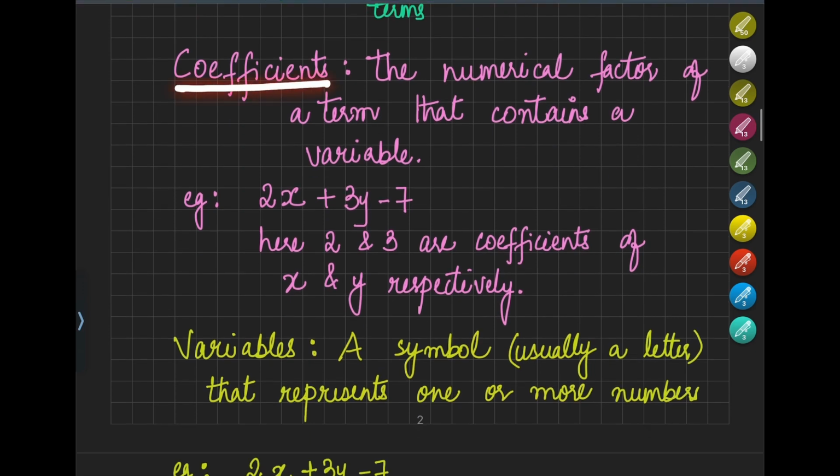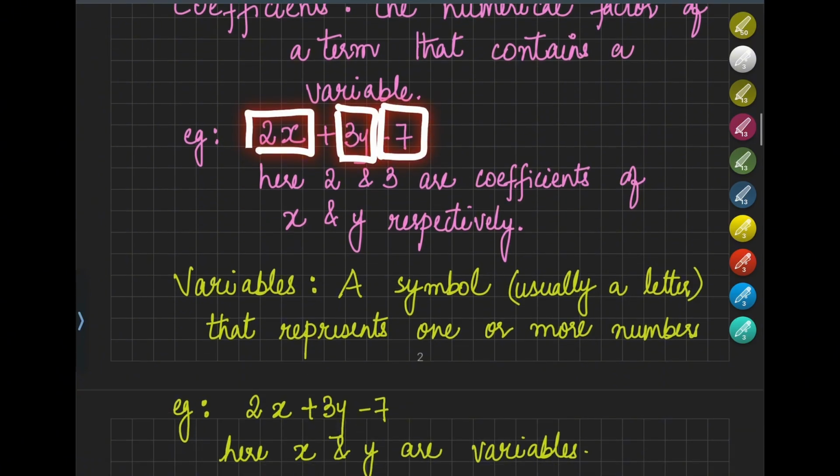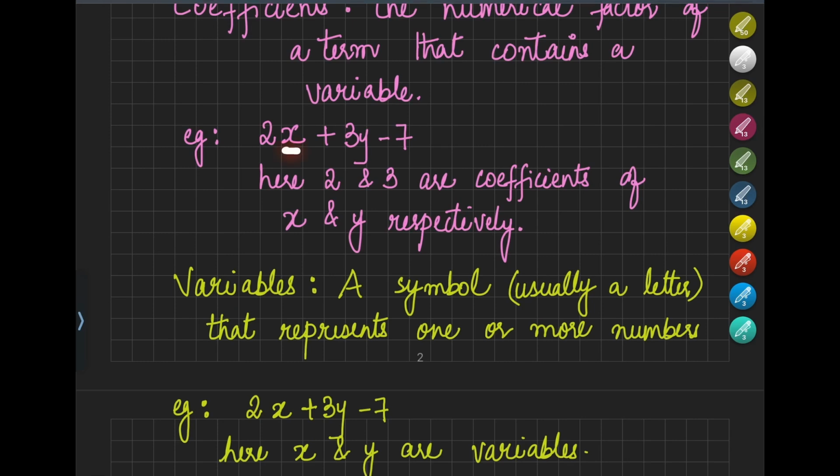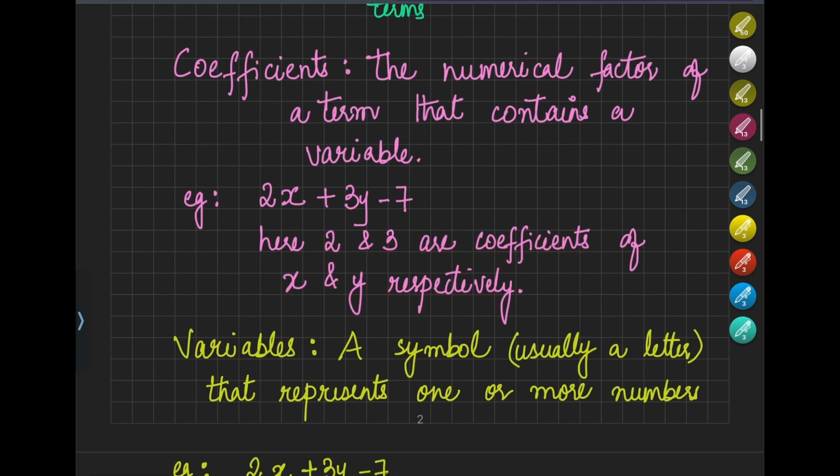Then the second term is coefficient. It is the numerical factor of the term that contains a variable. So 2x, 3y and minus 7 were the terms, and the coefficient of the variable x here is 2. The coefficient of the variable y here is 3. So here 2 and 3 are the coefficients of x and y respectively. So coefficients are basically the numerical factor of the variable. That is called the coefficient.